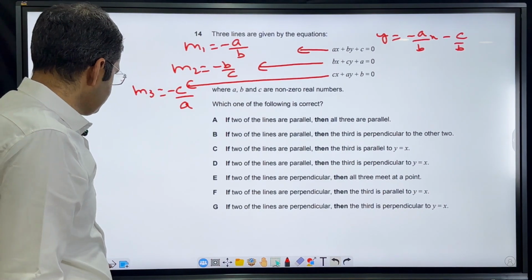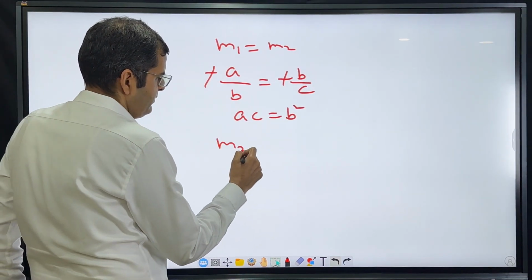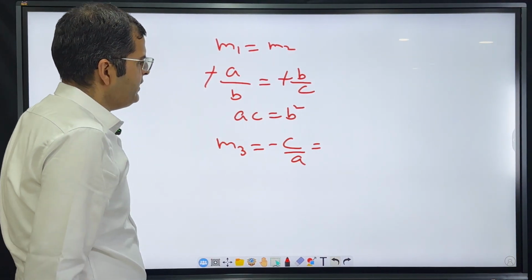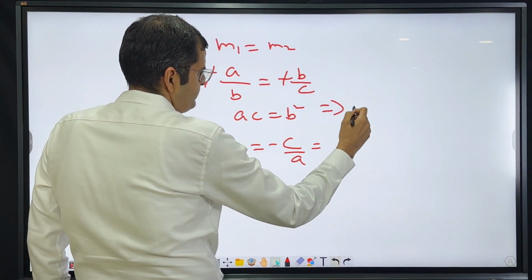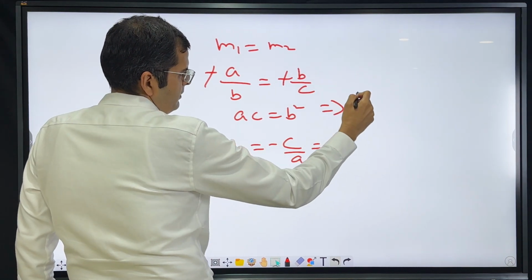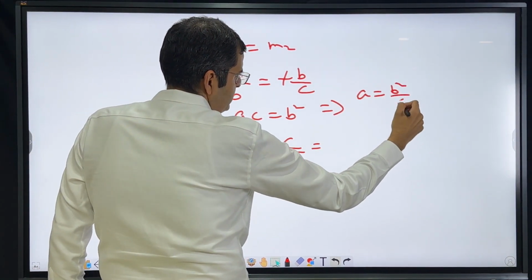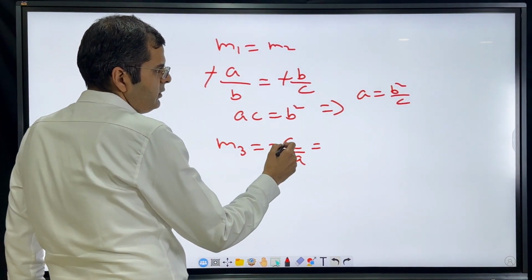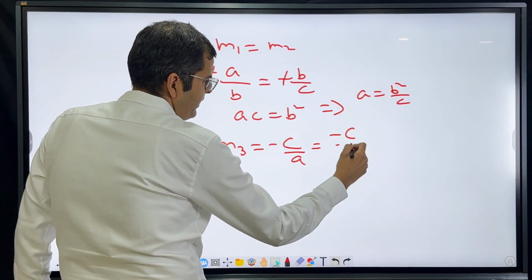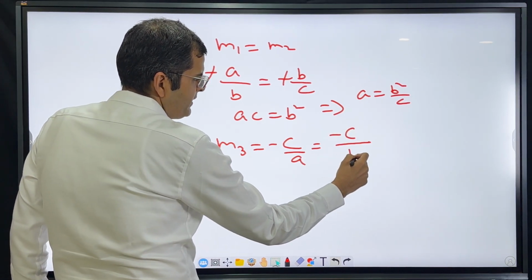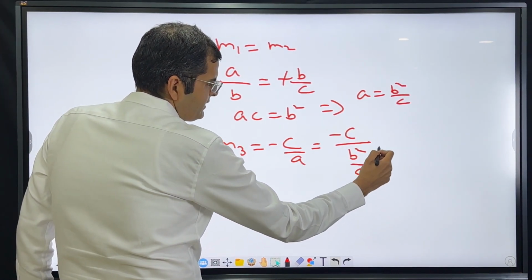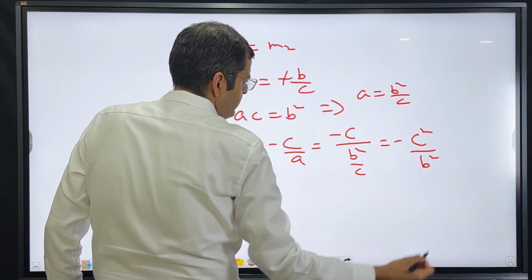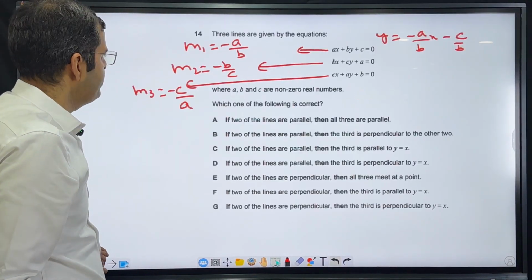Now m3 is minus c upon a. From here I can write a is equal to b square by c. So I can write minus c upon a as minus c divided by b square by c. This c goes up. This becomes minus c square upon b square.